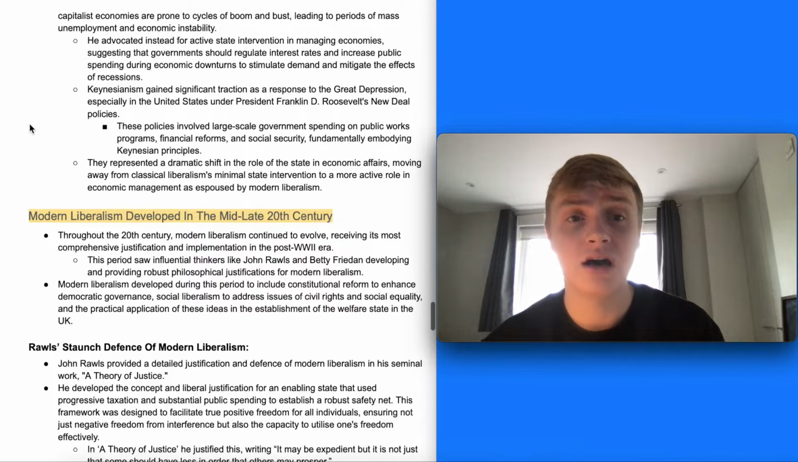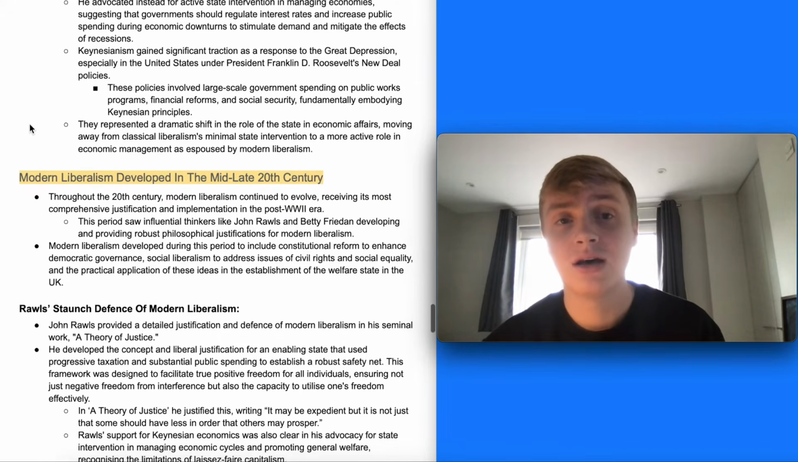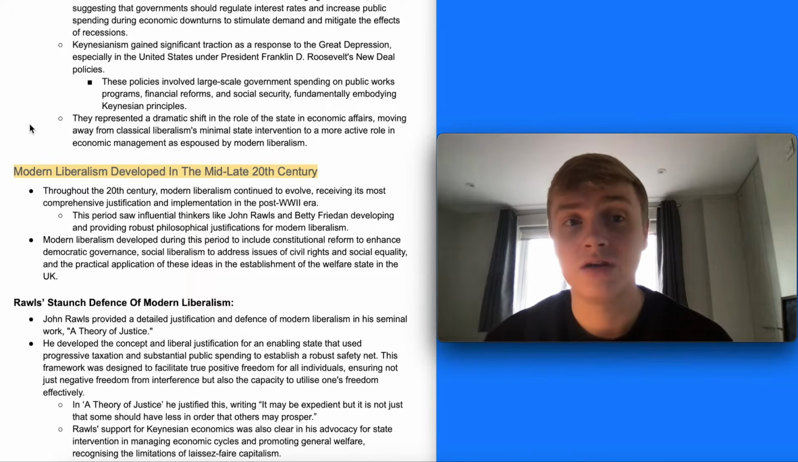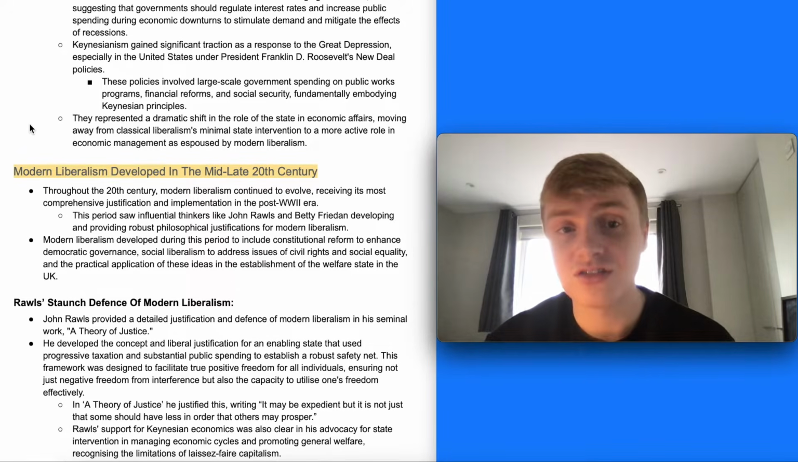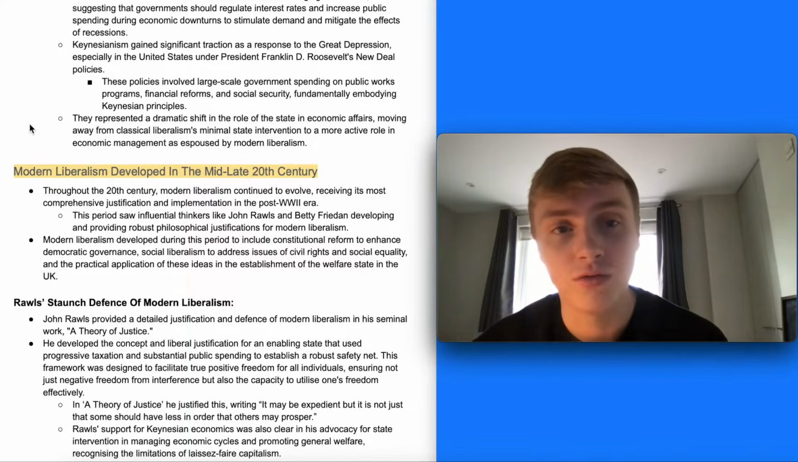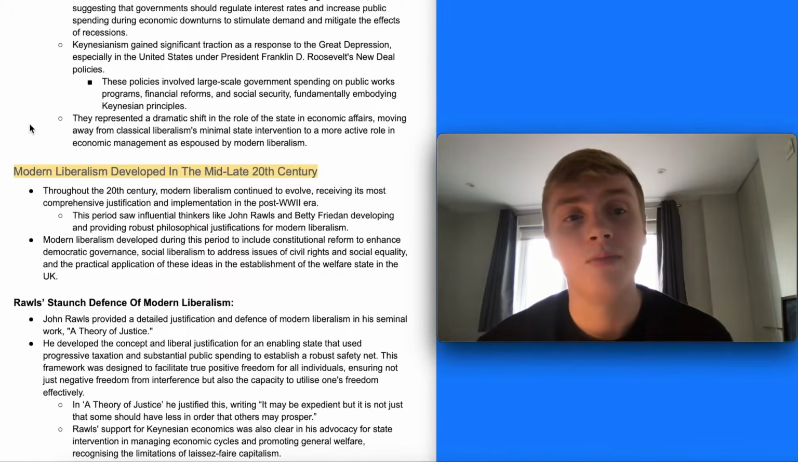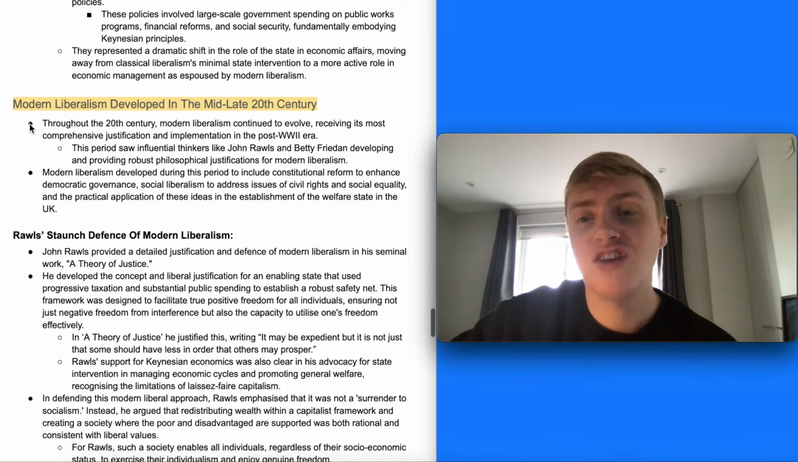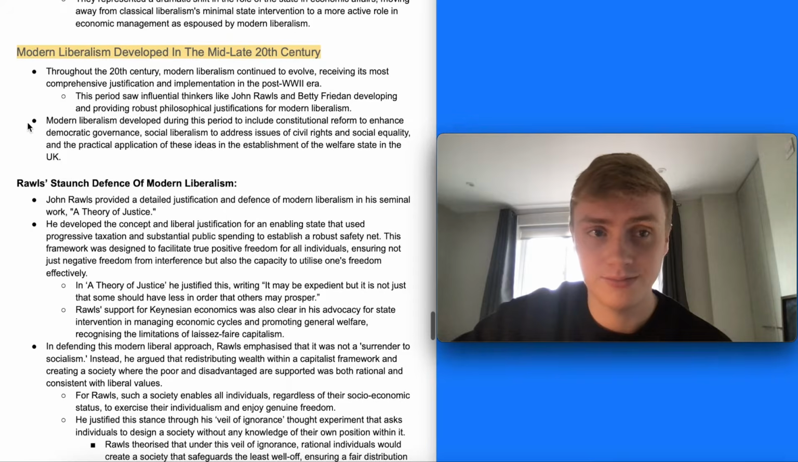And this gained really significant traction, in particular in the US, with FDR's response to the Great Depression, with the New Deal, which included large-scale government spending, public work programs, financial reforms, and social security, which embodied these Keynesian principles. And that really saw a big shift in the role of the state in economic affairs.